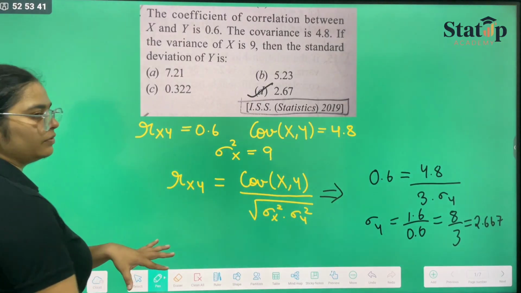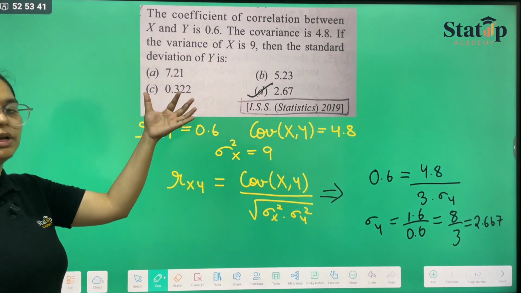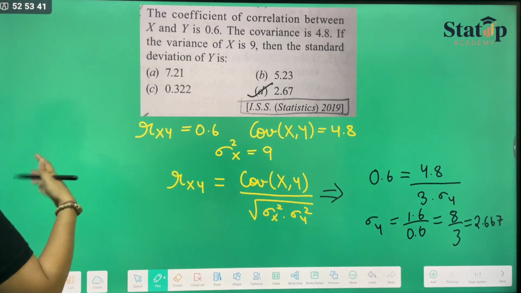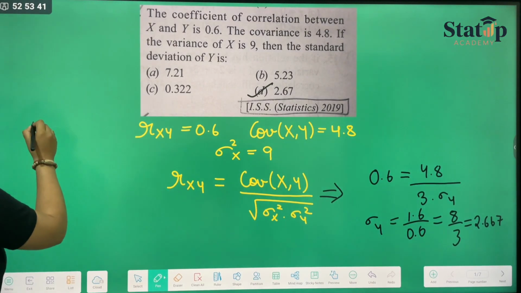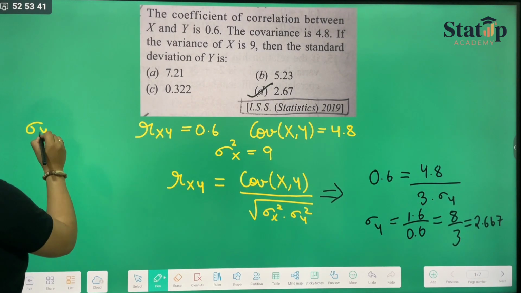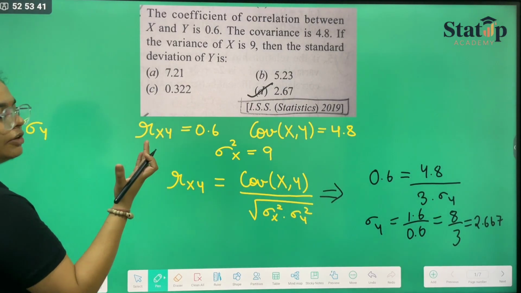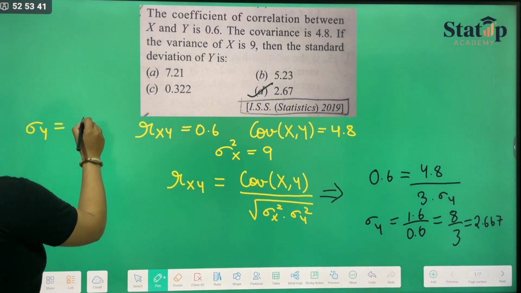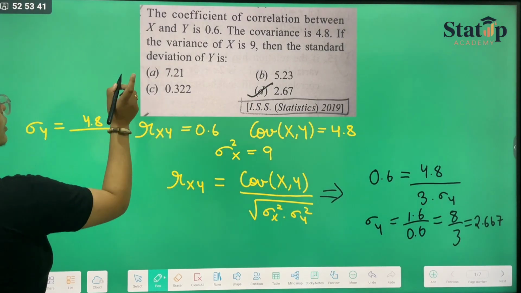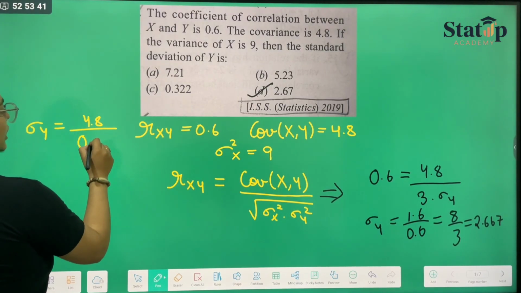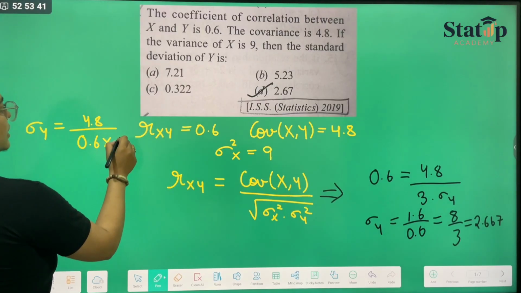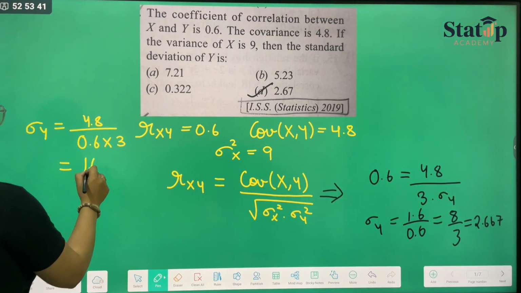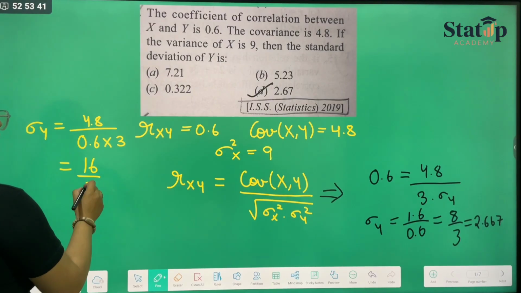Now, how to do it quickly? Instead of writing all of this in the examination, just put the values in the formula. If you know the formula, then you don't have to write it again and again. So, if we have to find the standard deviation of y, it is nothing but covariance between x and y, which is 4.8, upon the correlation coefficient into the standard deviation of x, and after cancelling it will be 16 upon 6.